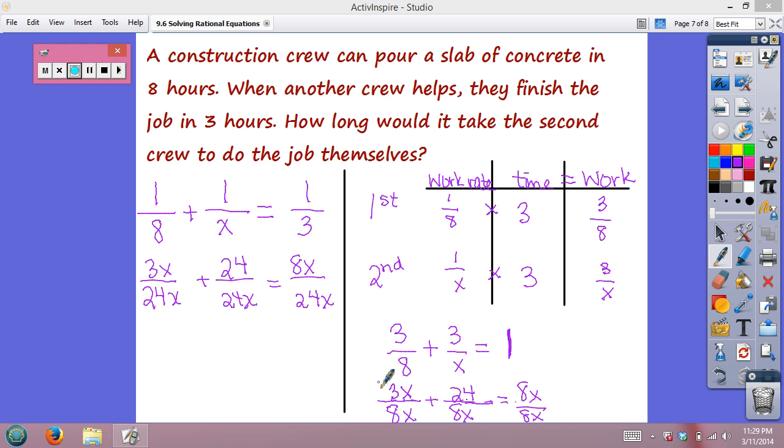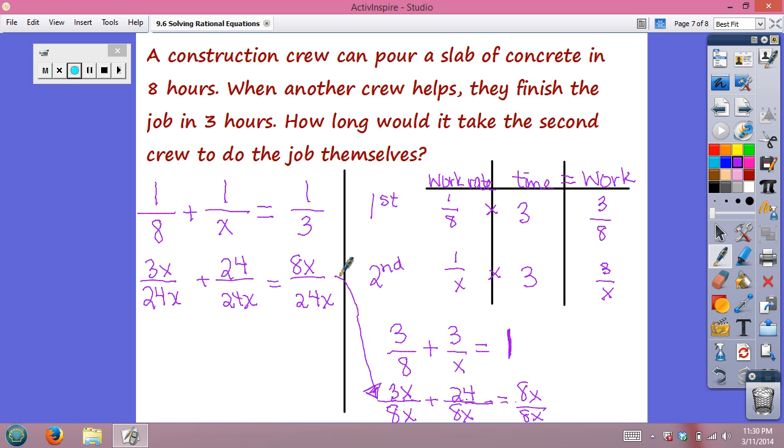Now if you'll notice, I sort of jumped ahead and I applied the same idea to our other side here. If you're doing it this way, finding the least common denominator, we get 8x. So we'll be left with 3x plus 24 equals 8x on this side. Now these, if you'll notice, are the very same problems. We just got there in two different ways. Whichever way you choose doesn't matter to me as long as you're coming up with the right equation.